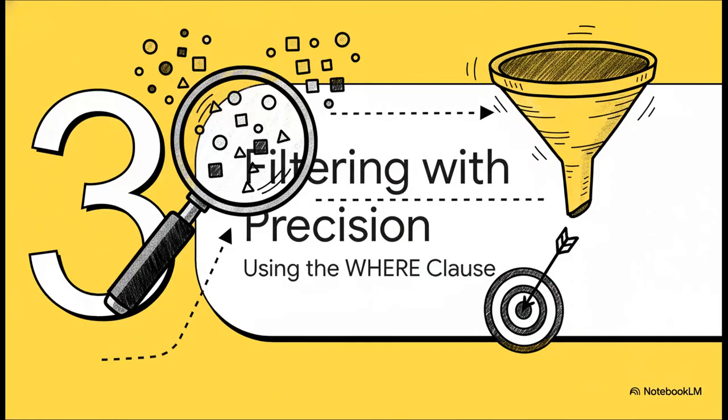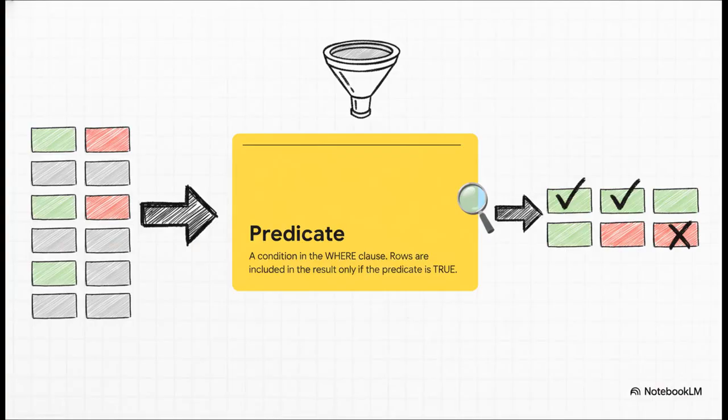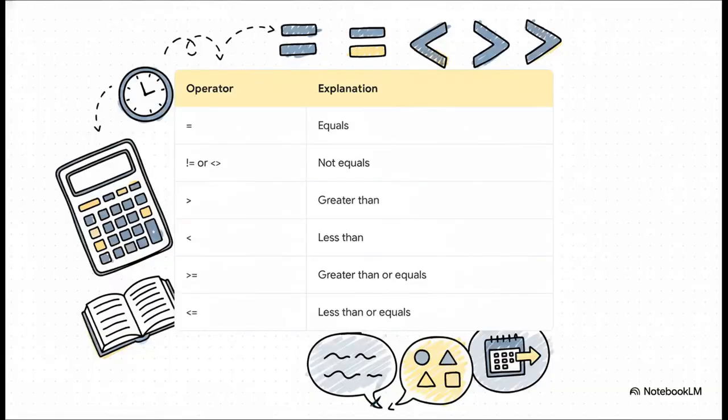So grabbing whole columns of data is cool, but the real power comes when you can zero in on the specific rows you care about. And for that, we have the where clause. You can think of it as your high-precision filter. So how does it work? Well, the where clause applies a test, called a predicate, to every single row, one by one. If a row passes the test, if the predicate comes back as true, then great, it's included in our results. If it fails, it just gets left behind. Simple as that. And here are the tools we use to build those tests.